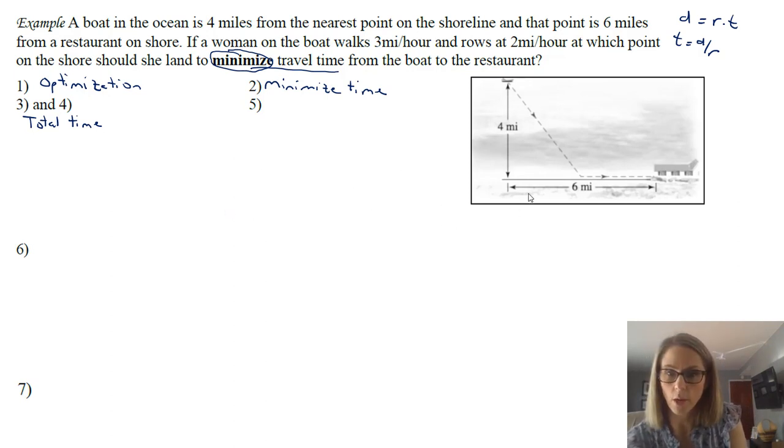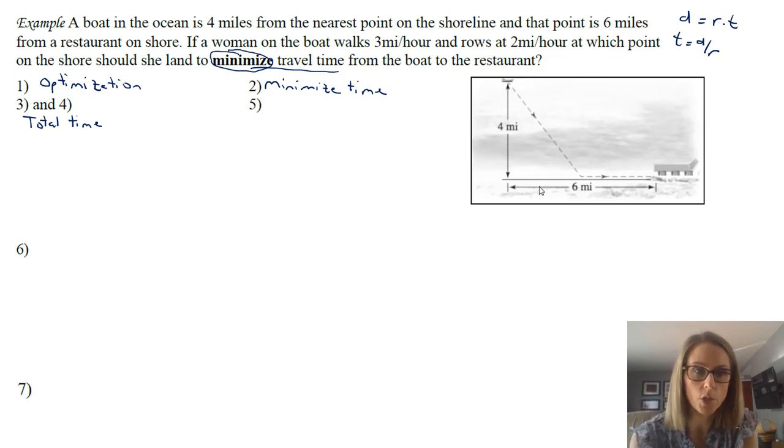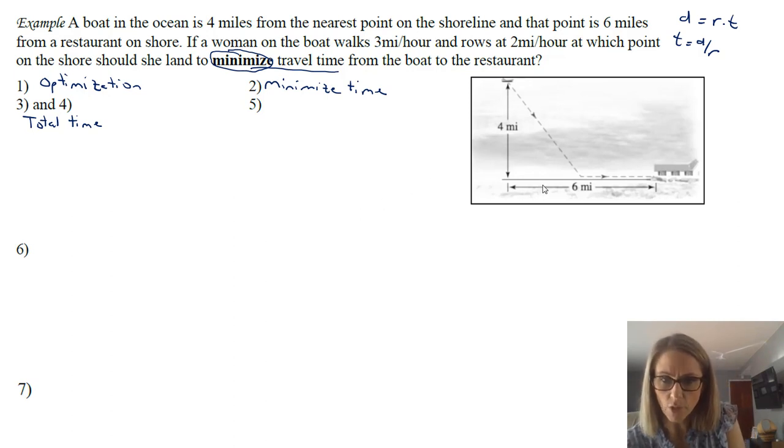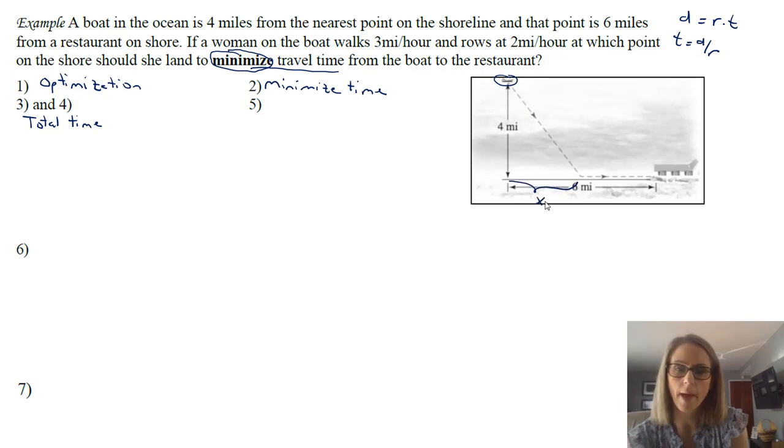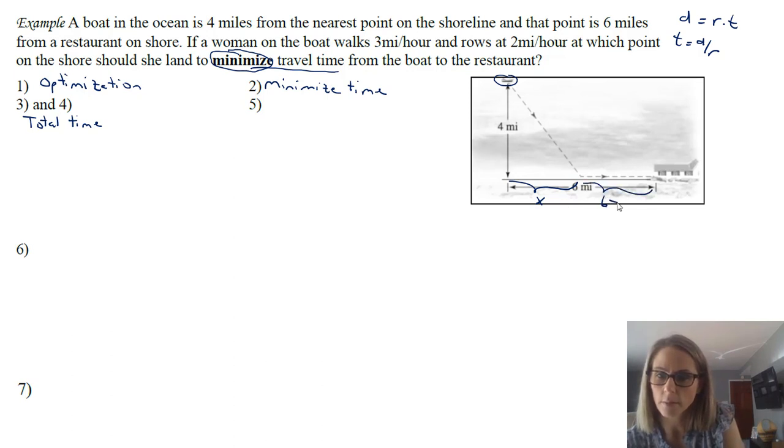So a very common thing would be that we're trying to find at which point on the shore should she land. So the idea here is that this boat, we're looking for this right here, this value of x, because that is the distance from, you know, basically where the boat would be perpendicular up to some spot. So I mean, there's a couple different ways to look at it, and each one is fine, but you want to think about the fact that that makes this 6 minus x.